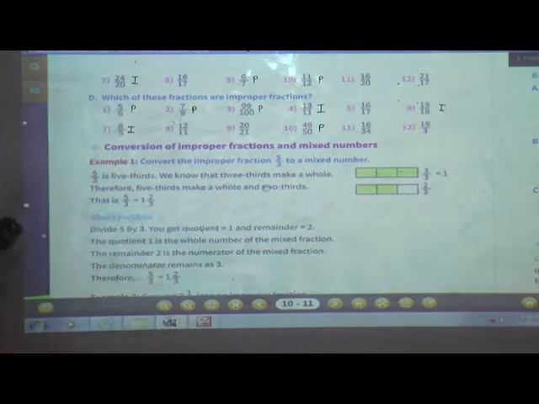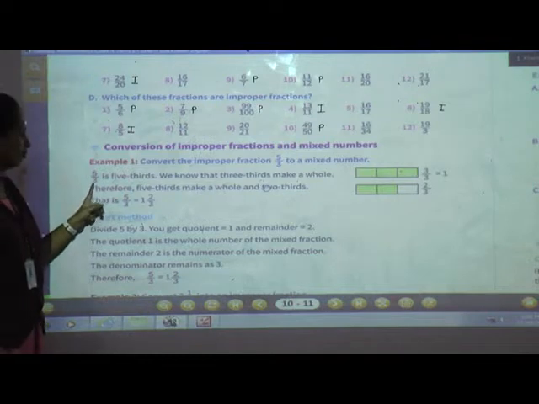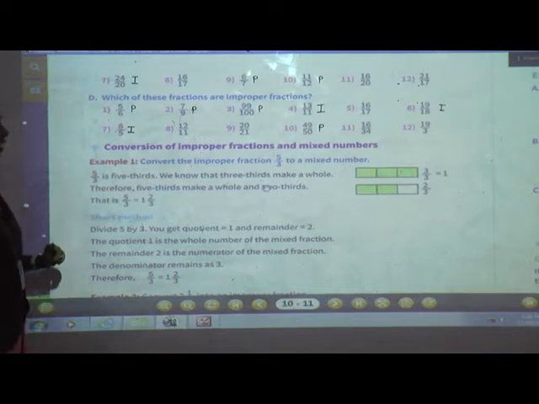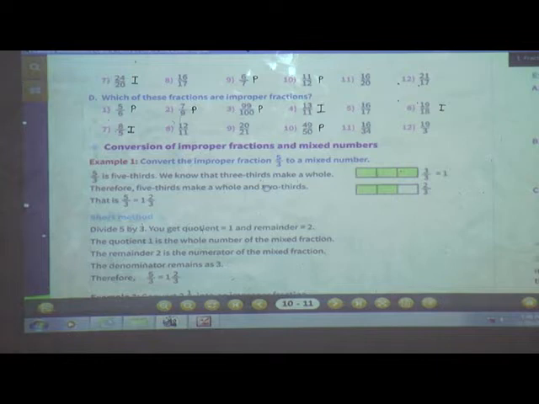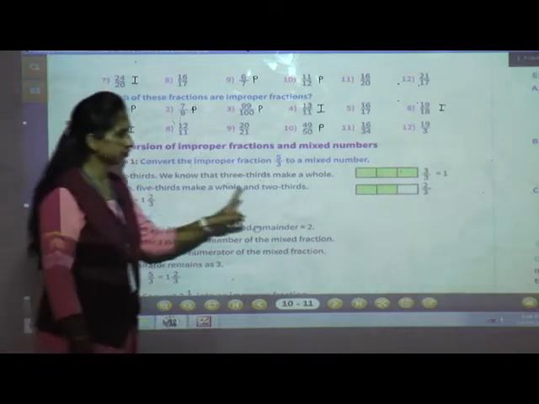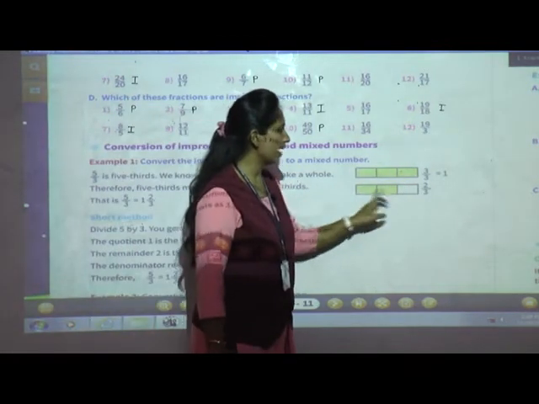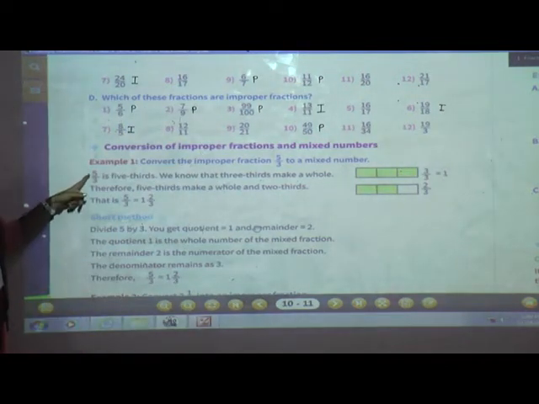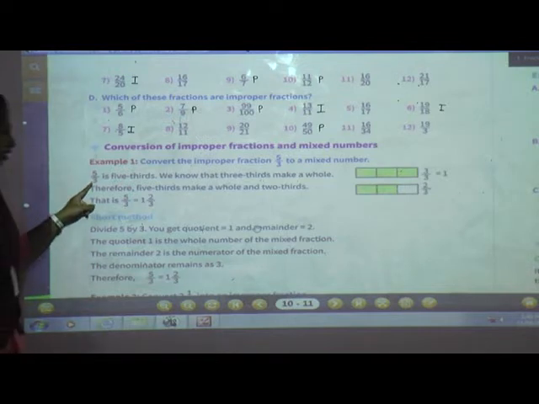Now how can we convert? 5 upon 3 is 5/3. We know that 3/3 makes a whole. So therefore 5/3 makes a whole and 2/3. How can we make this? See, you can see here 5. In that 5, how many parts? 5 parts are there, out of 3, isn't it?